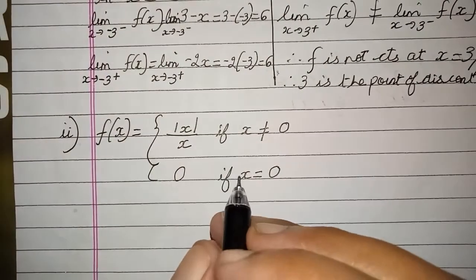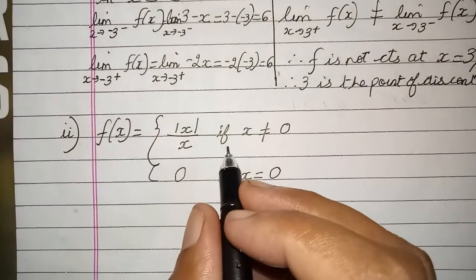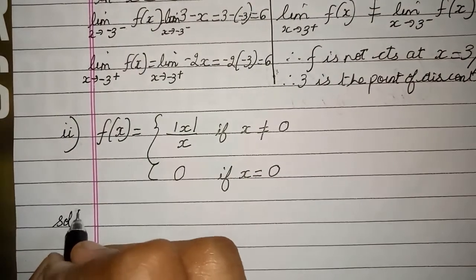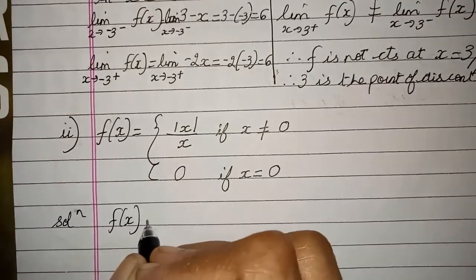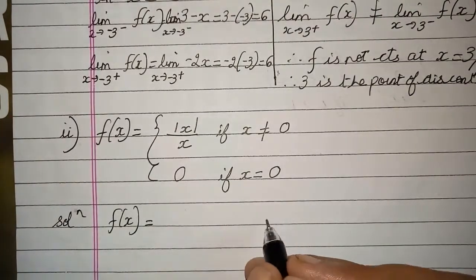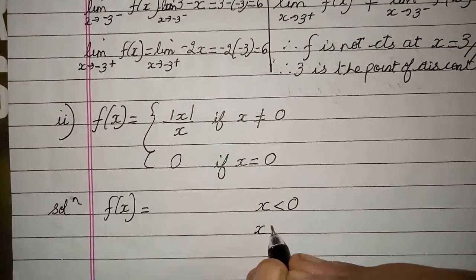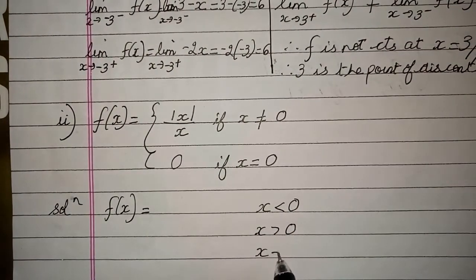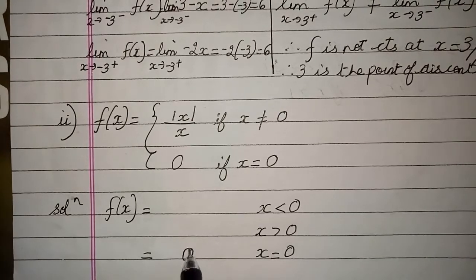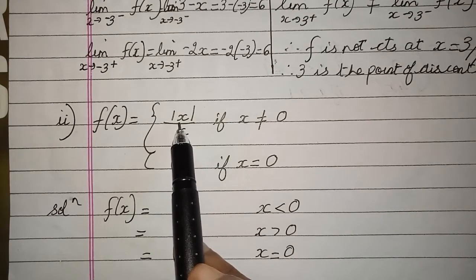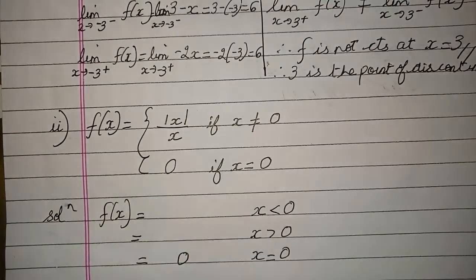Okay. Now the next one. In the next one also you have to find the points of discontinuity. First let us rewrite this definition because it is modulus, right? Whenever modulus comes, the first step is rewriting the definition. So you will have x less than 0, you will have x greater than 0, and you will have x equal to 0. At x equal to 0, no problem, it is already given. Now what will happen when x is less than 0, children? Just think over it.